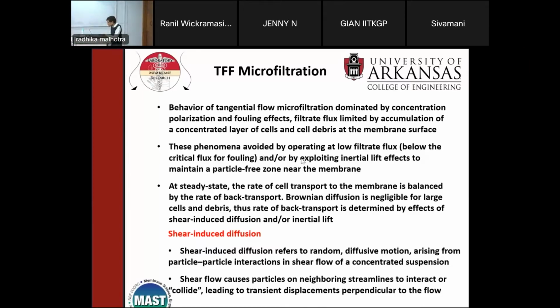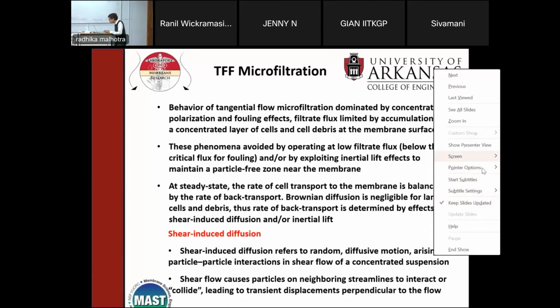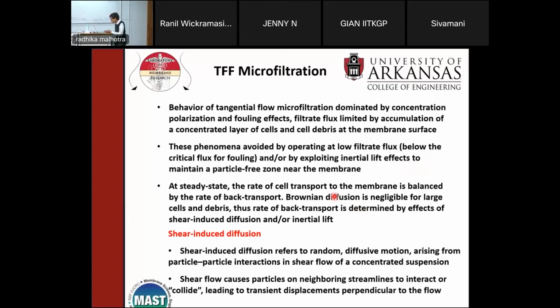So we can talk about critical flux. So at steady state, the rate of cell transport to the membrane is balanced by the rate of back migration. Brownian diffusion is typically negligible. Okay, Brownian diffusion is negligible for large cells and cell debris, and thus back transport is determined by the effects of shear-induced diffusion and/or inertial lift.